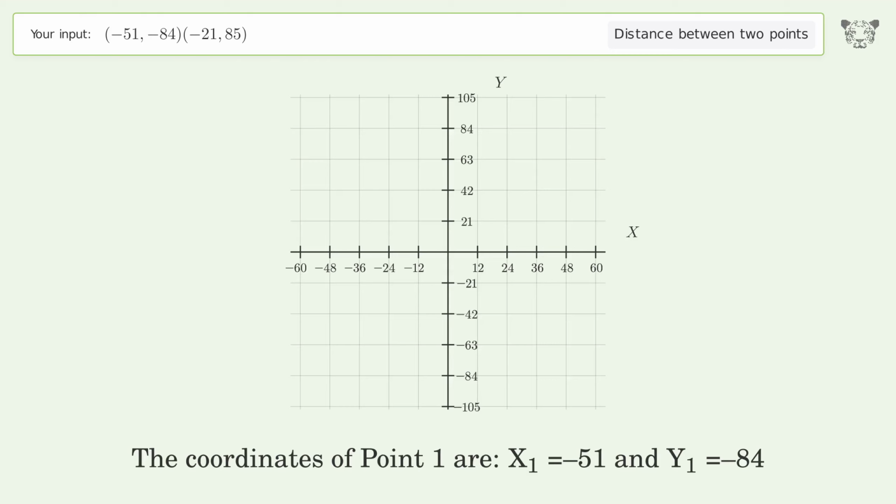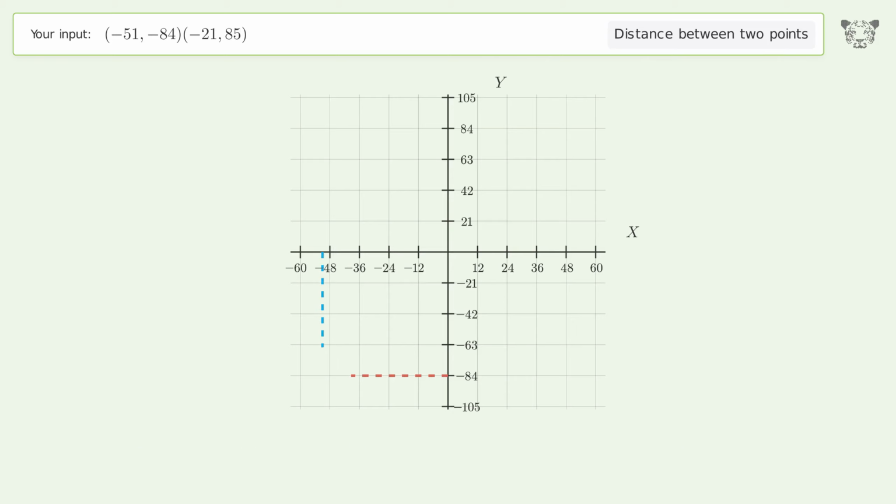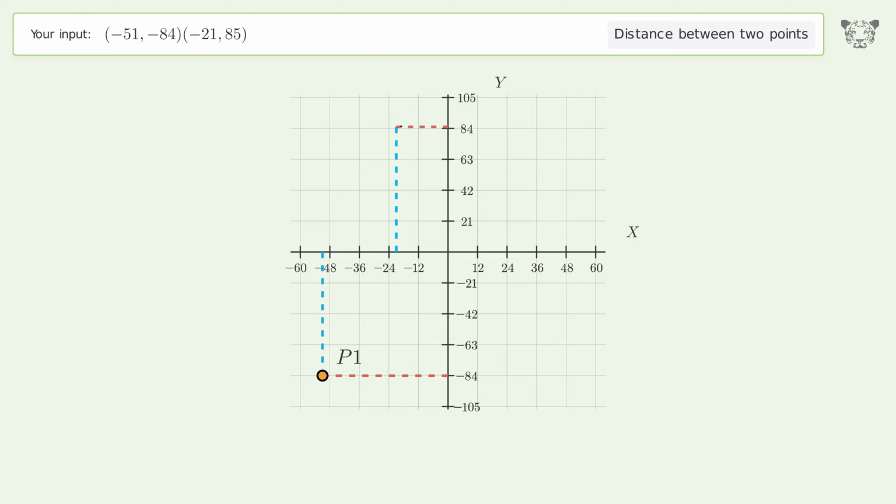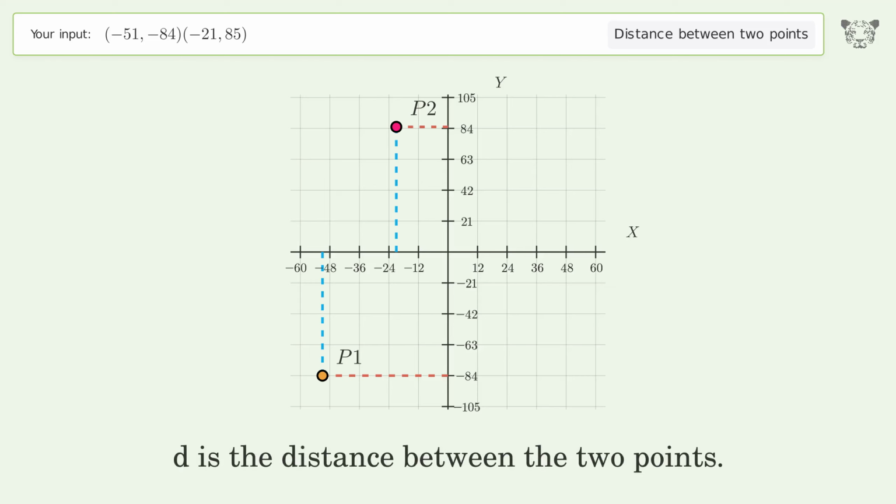The coordinates of point 1 are, x1 equals negative 51 and y1 equals negative 84. The coordinates of point 2 are, x2 equals negative 21 and y2 equals 85. D is the distance between the 2 points.